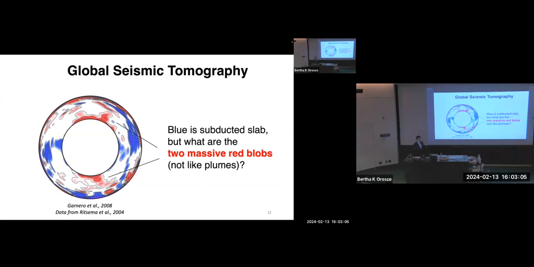Let's focus on blue and red. You can see a lot of blue structures. These are slabs, and this can be an accumulation of subducted slab. These slabs are denser, but you will notice there are two large, massive red blobs. These two blobs don't look like the mantle plumes I showed before. Those two blobs are massive. So what are they?